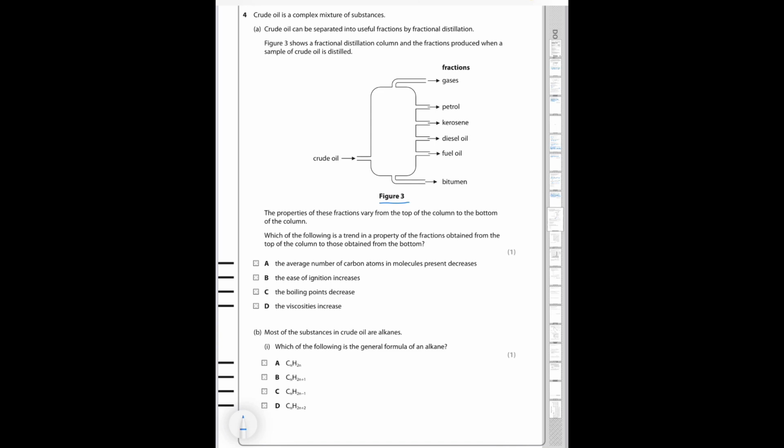B, the ease of ignition increases down the column. That's incorrect. C, the boiling points decrease down the column. That's incorrect as well. And the viscosities, the thickness of the fractions, increases down the column. So that's the one that is correct.